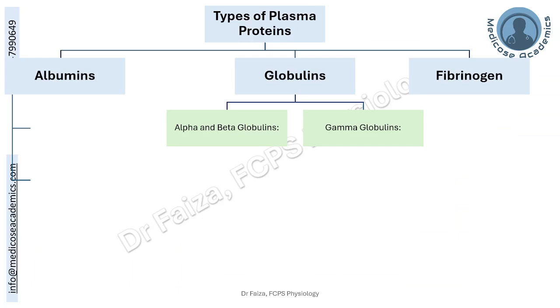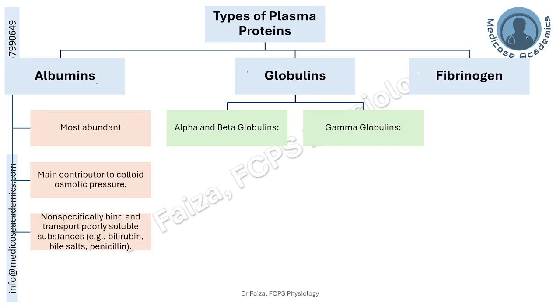If we broadly classify the plasma proteins, we can categorize them into albumins, globulins, and fibrinogen. Albumins are the most abundant and the most important contributor to the colloid osmotic pressure. They also provide transport to certain chemicals like bilirubin, penicillin, and bile salts.